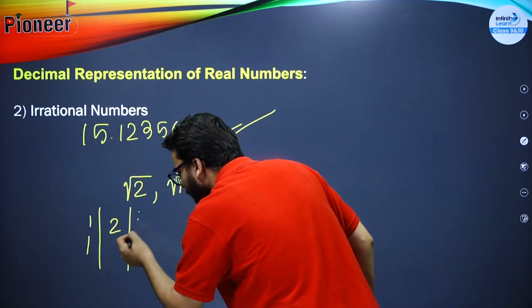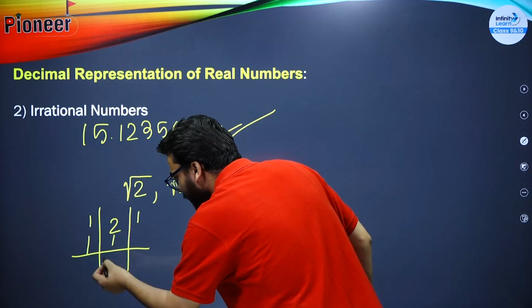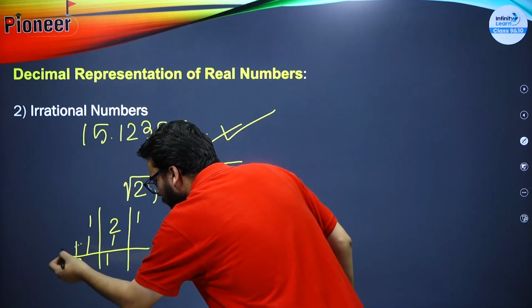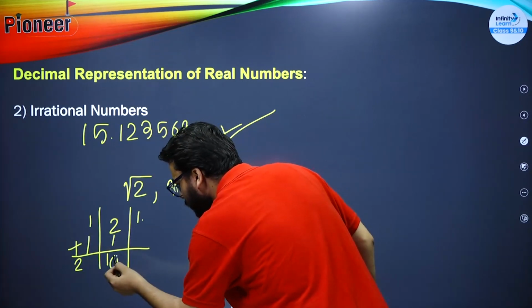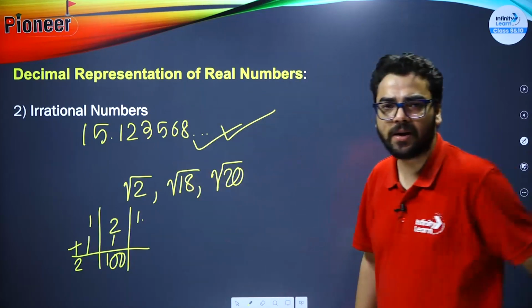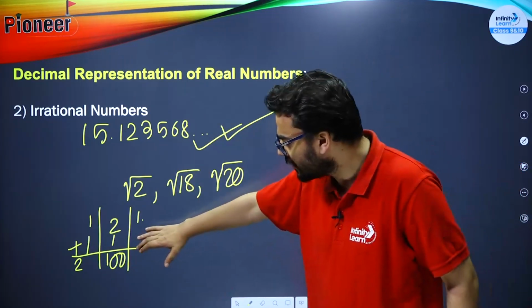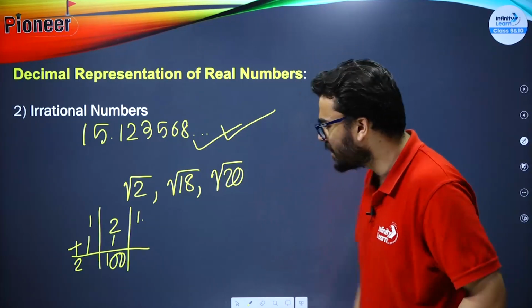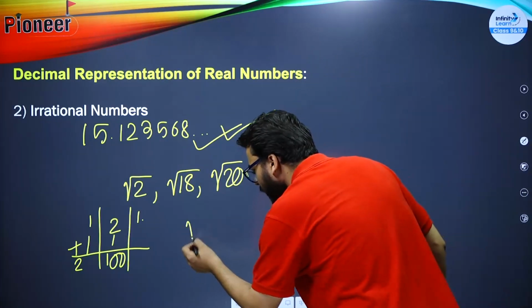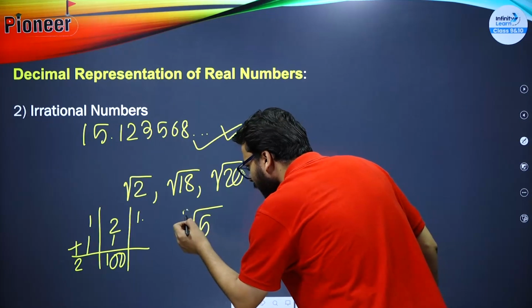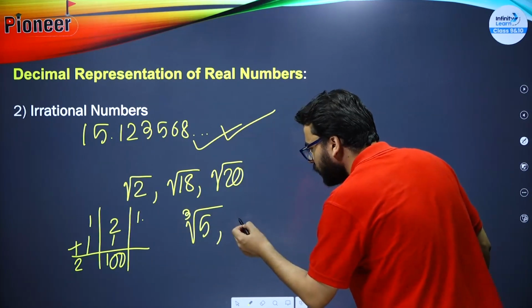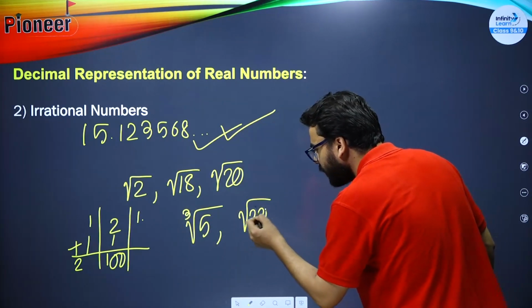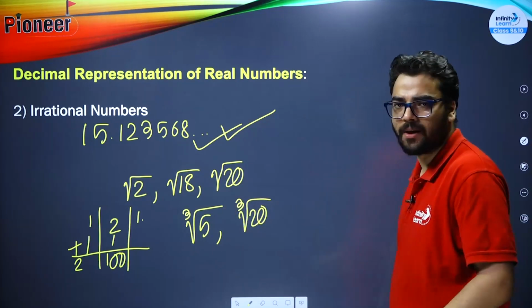I'll not do it completely, but I'm just telling you. So you'll get 1 over here and then 2. Then you remember you put decimal, 2 zeros will come, and so on you can keep on doing. So you will get neither terminating nor repeating decimal representation over here. In the same manner, cube root of any non-perfect cube number is an irrational number.